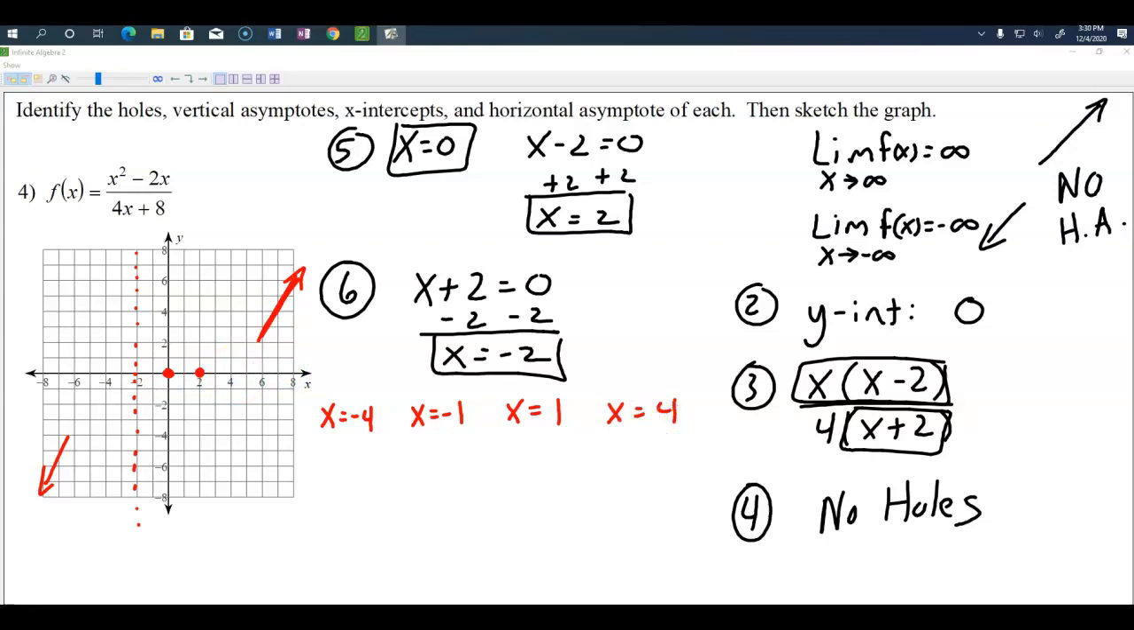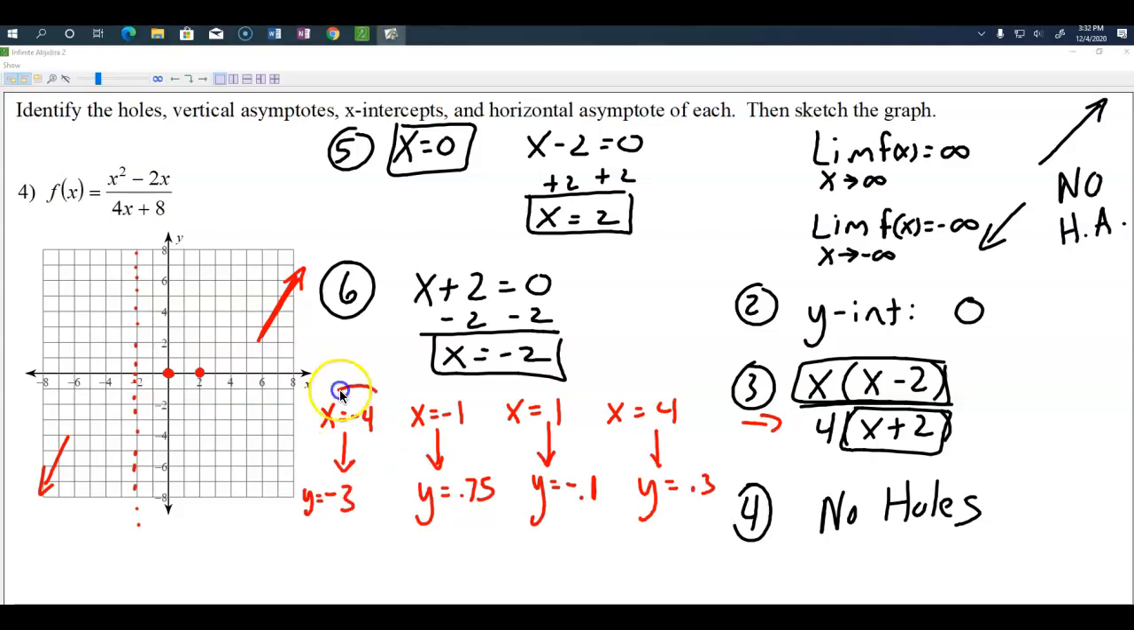I'm going to plug those into the fraction over here at the right. And when I unpause the video, you'll see my answers for those. So plugging those x values in, I get those y values, and I can plot these points. So I'll plot -4, -3, which would be about here.